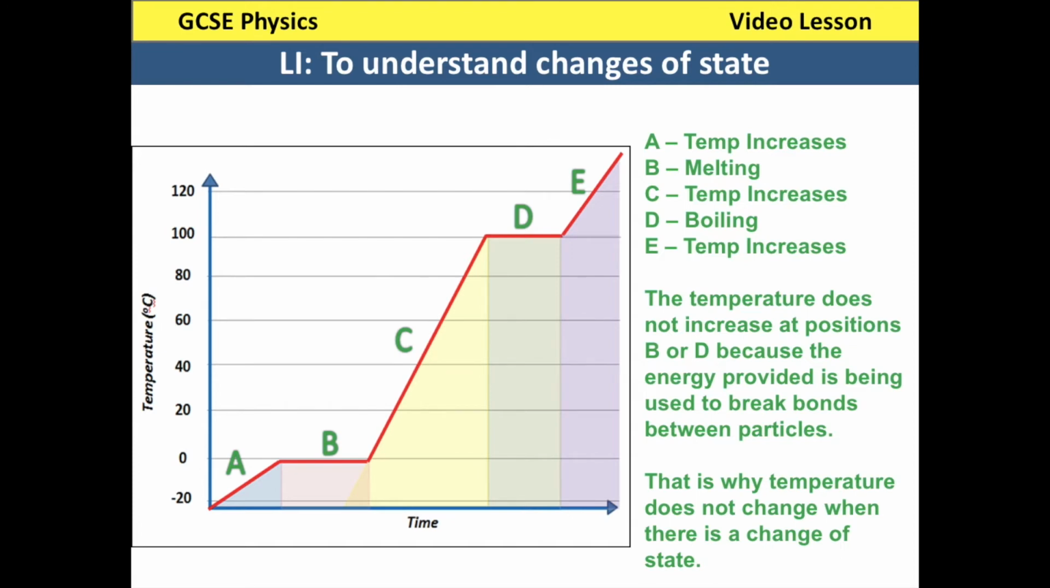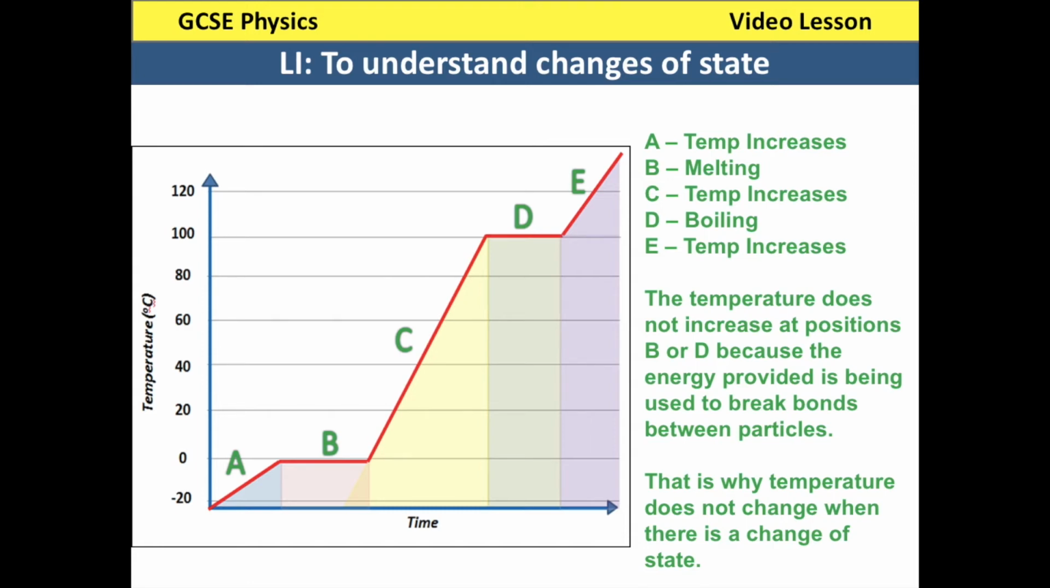So, at point A, we can see that the temperature is increasing. It increases from -20 to 0 degrees. Then at point B, we have the melting process happen. If this is ice, ice melts at 0 degrees C. It turns into a liquid. At part C, the temperature is increasing again. You could say the temperature increases at a constant rate. That would also be more detail.